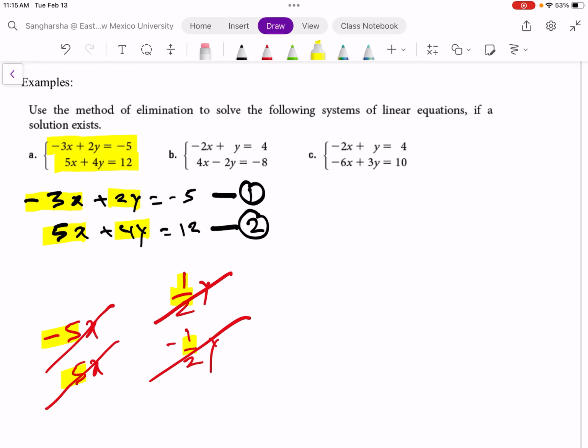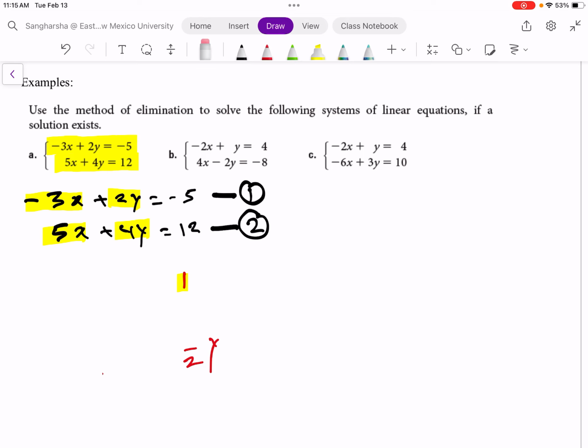Now if we compare the coefficients, the coefficient of x is negative 3 and here we have positive 5. That's not what we want. We want the same coefficient with opposite sign. The y has a coefficient 2 and this y has a coefficient 4. That's not what we want. We can make the same coefficient with opposite sign by multiplying or by dividing. Now how can we make the same coefficient with the opposite sign here?